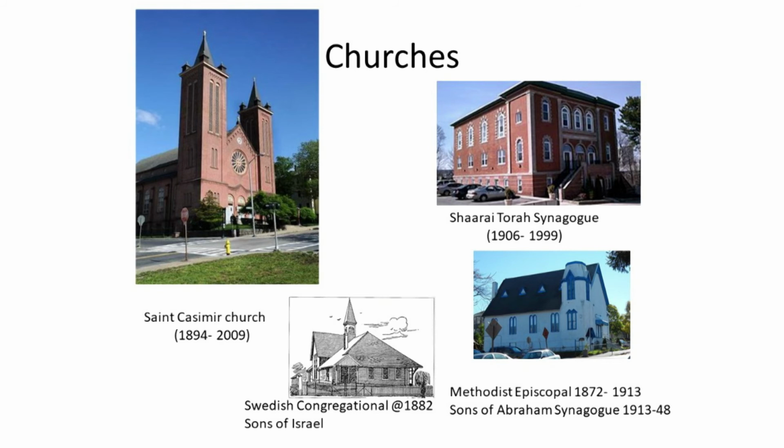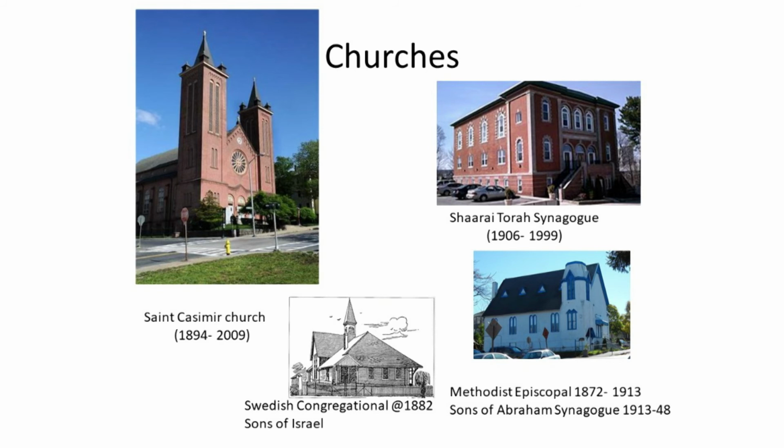And then we have at the top right-hand side Shari Torah Synagogue. That building still exists, and it has been converted over into condominiums, and it's at the lower end of Providence Street, almost where 290 is. And then here's a drawing in the bottom middle of the Swedish Congregational Church that pretty soon after its founding, the congregation moved down to Quinsigamond Village, and it became the Sons of Israel.